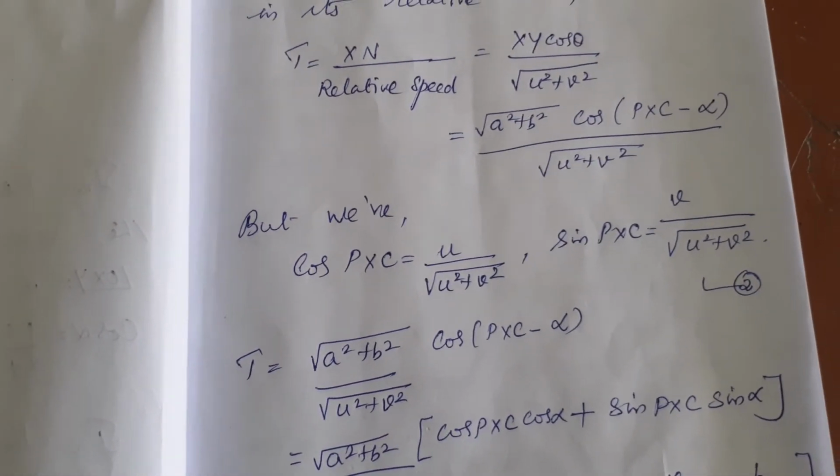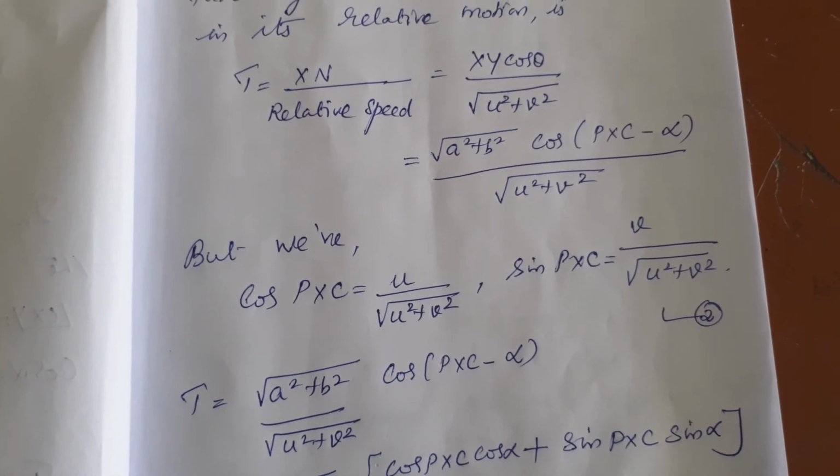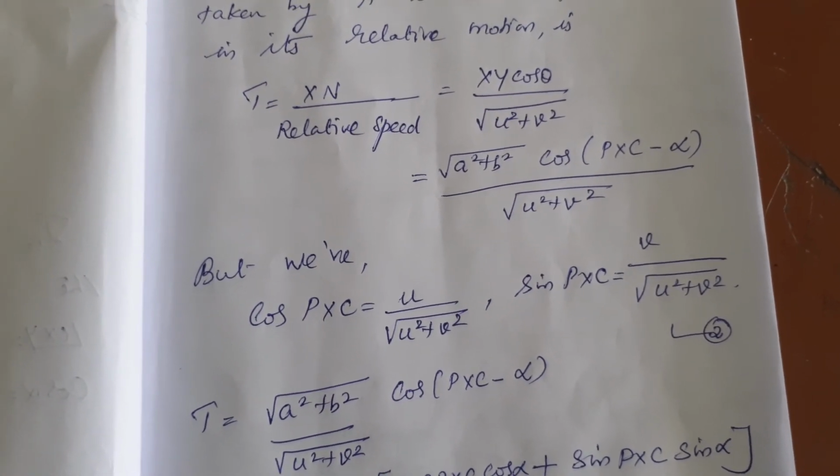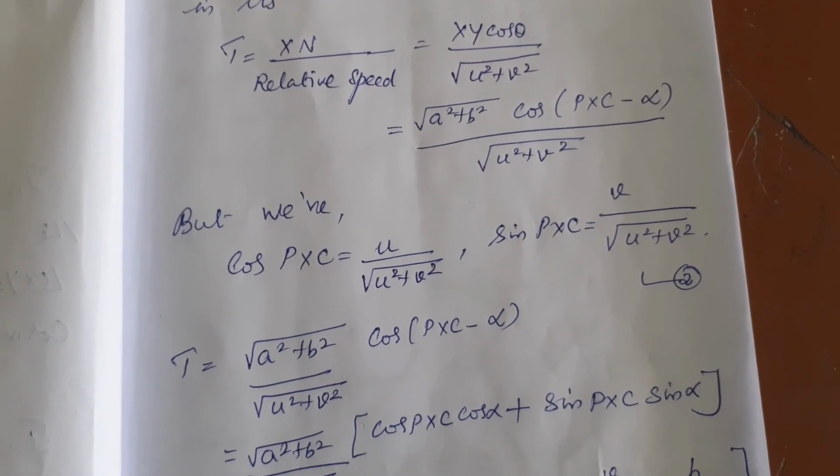Cos of PXC is equal to adjacent side, that is u by root of u square plus v square, and sin of PXC is equal to opposite side, that is v by root of u square plus v square. That is equation number 2.